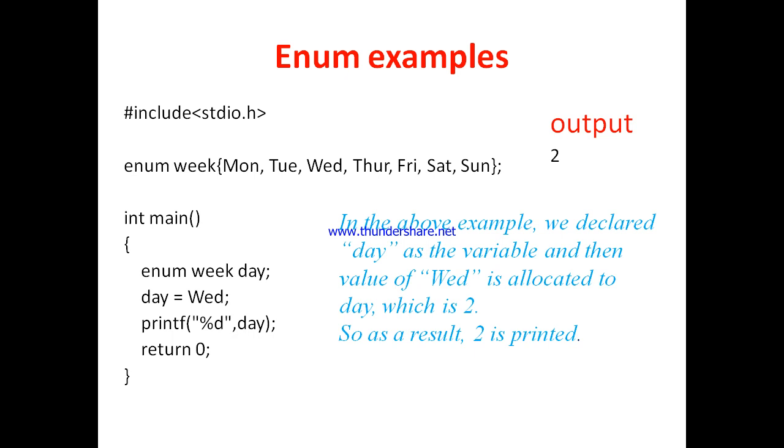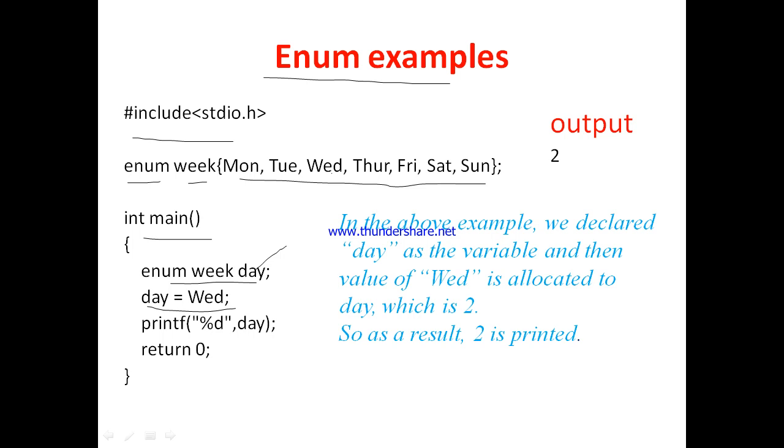Now let us see the examples of enum. Here a header file is included. Here enum is a keyword, week is the enum name, and these are the values or constants, Monday to Sunday, 7 constant values. Now here the main function is defined. Here enum weekday, we have defined the variable of the enum structure. Now here day is equal to Wednesday, WED, we have stored this value.